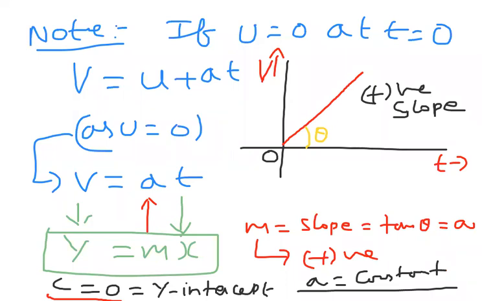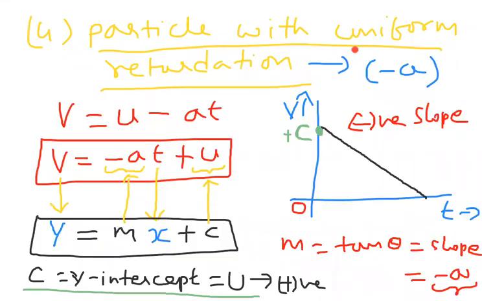Here we discussed particle with uniform retardation. Retardation means deceleration. Deceleration means negative acceleration.